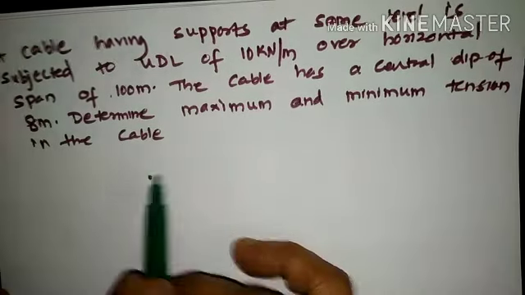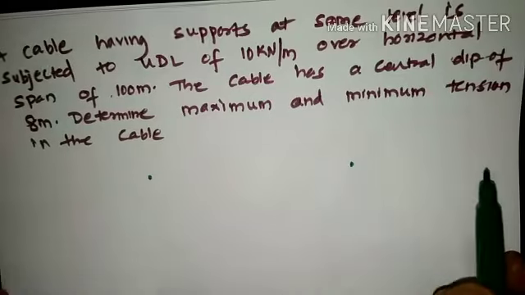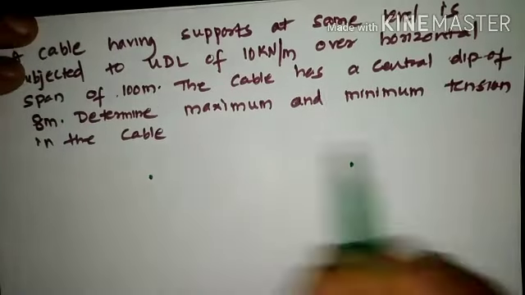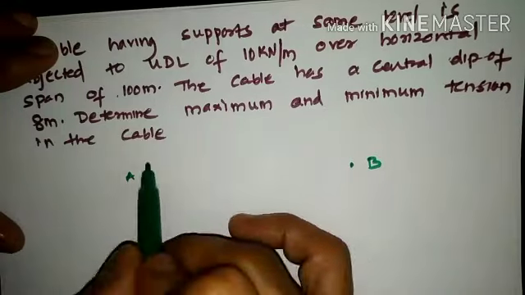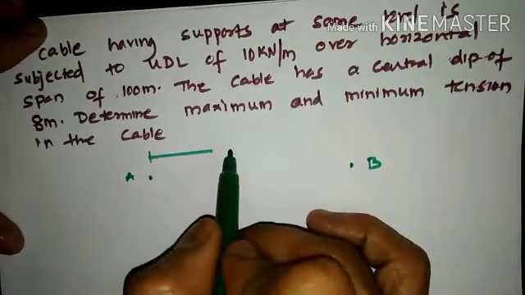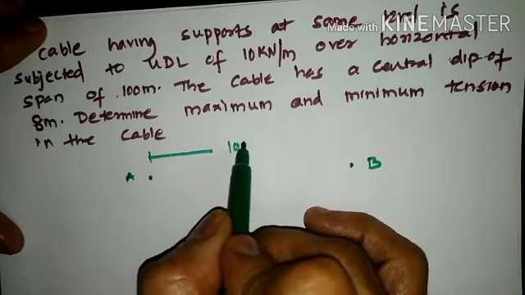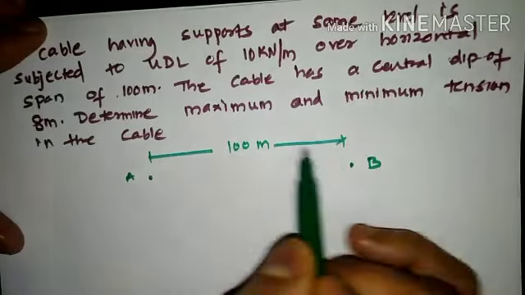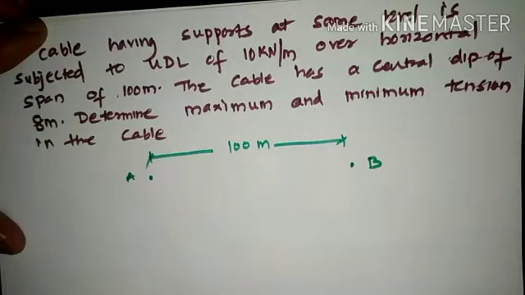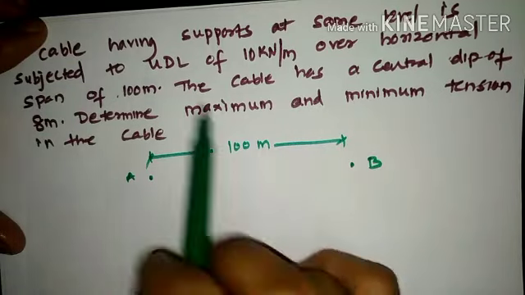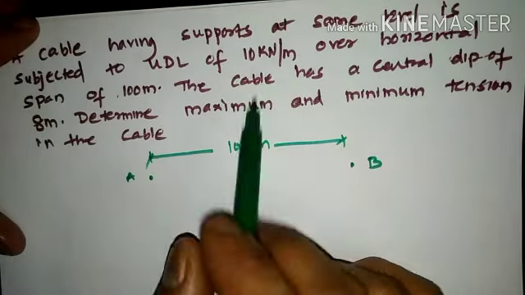So first thing is the supports have been placed at the same level, and the distance between the supports, that is A and B, if you happen to name those particular support points, is 100 meter. So the distance between both the supports is 100 meter, and it has been subjected to a UDL. It has been subjected to a load of 10 kN per meter.